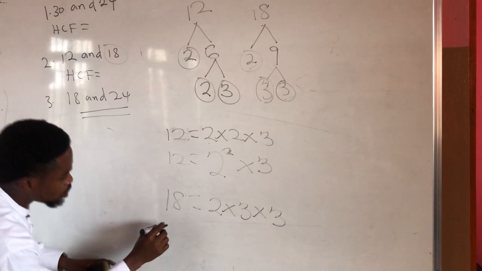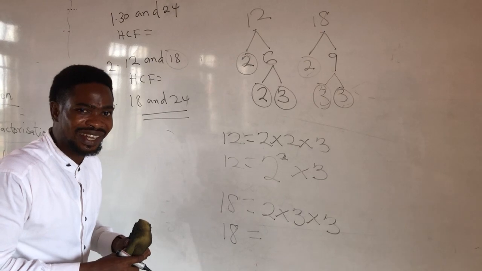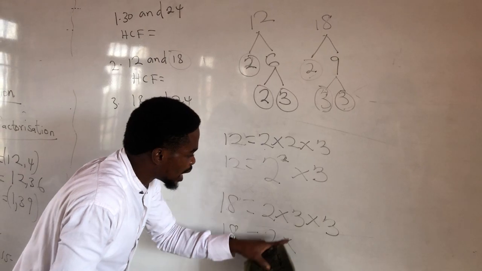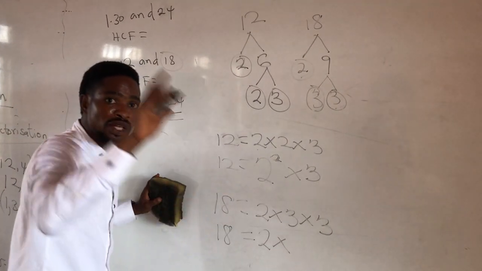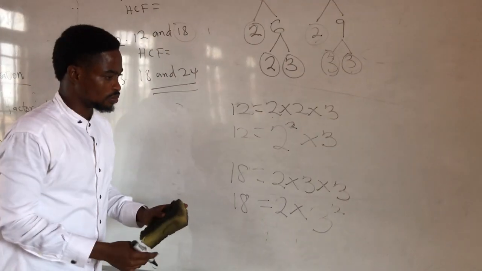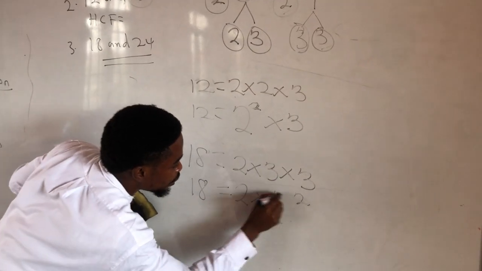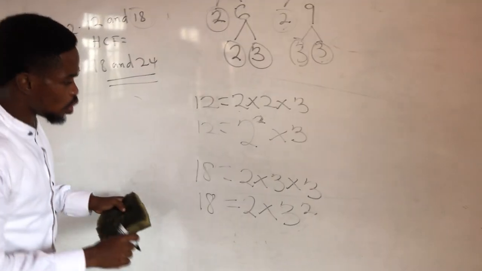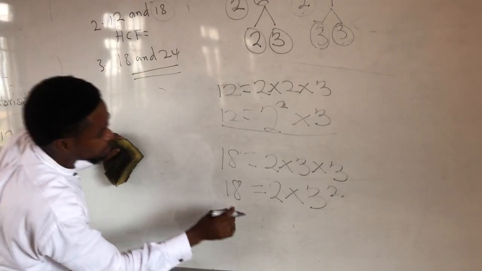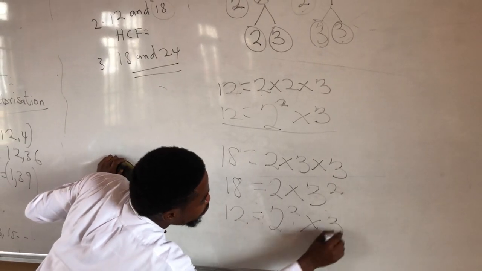So I come here, under prime factorization, I'm going to simplify the number, which I'll write as 2 times, how many times does 3 occur here? It occurs twice. So I'm going to write 3 raised to the power 2. Then I'm going to take the whole of this one and match it with this one, which is 12 equals 2 raised to the power 2 times 3.